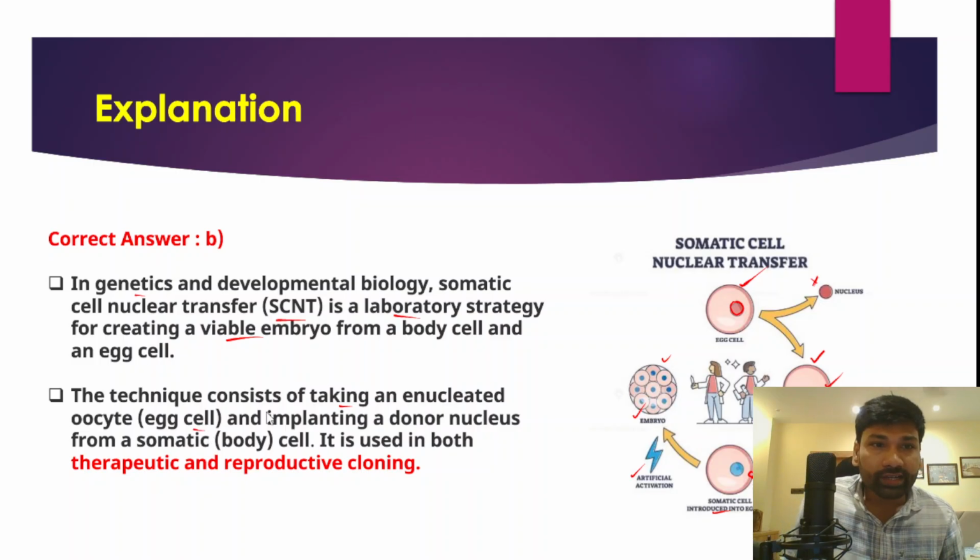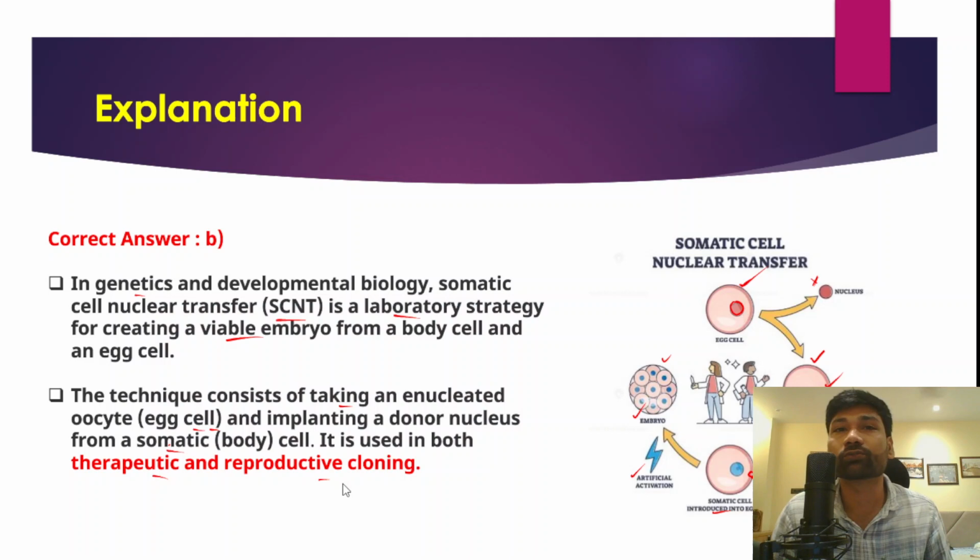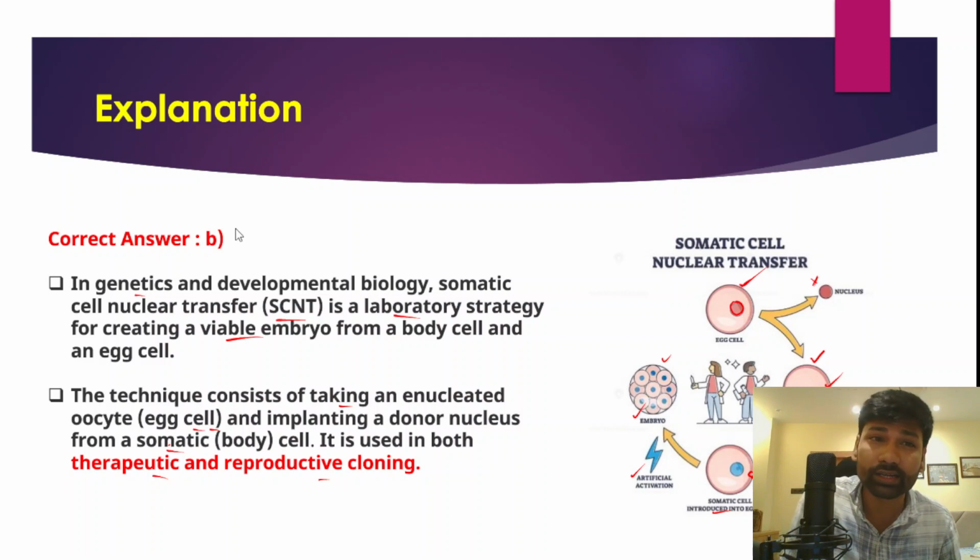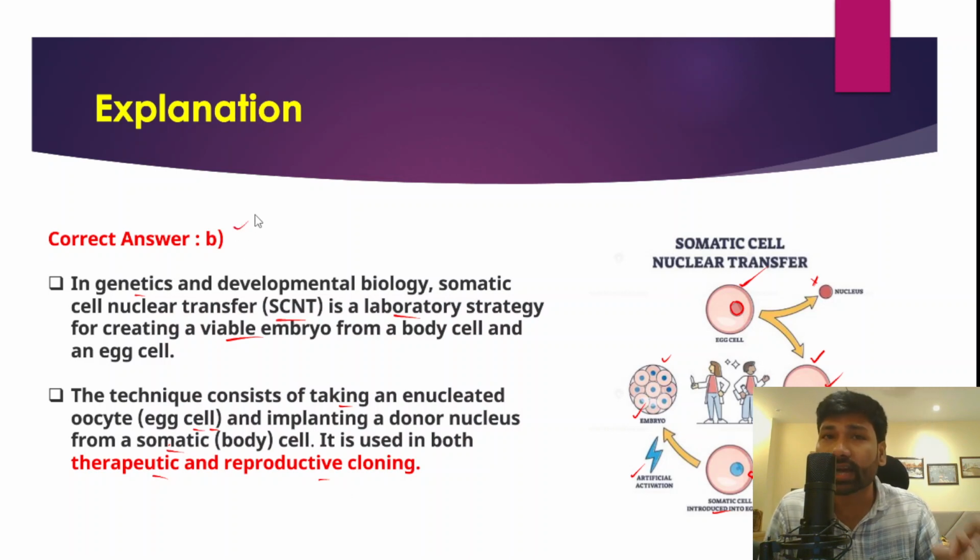taking an enucleated oocyte, also known as an egg cell, and implanting the donor nucleus from a somatic or body cell, and in fact it is used for both therapeutic and reproductive cloning purposes. That is somatic cell nuclear transfer technology, and that is being used for the purpose of creating cloned animals.